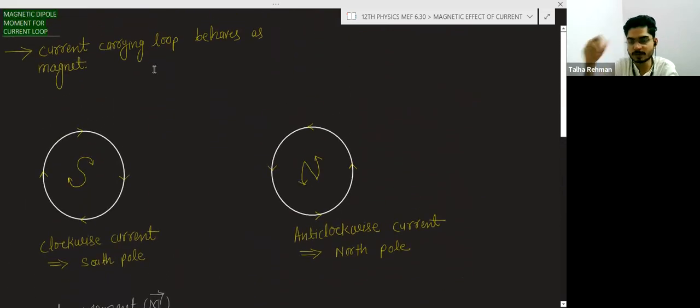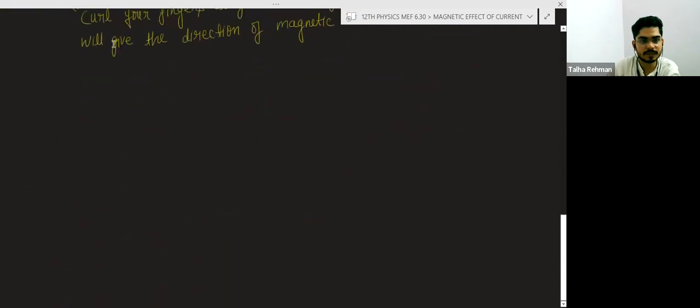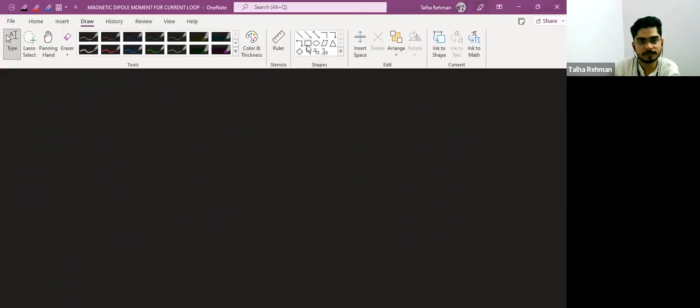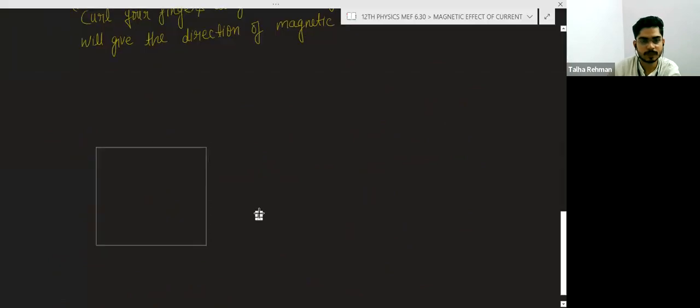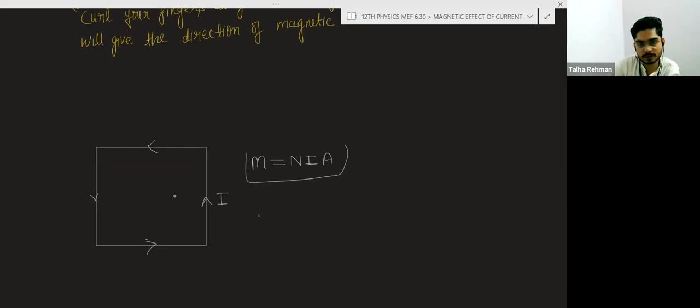Suppose you have this type of coil, a coil in the form of a square, and in this coil there is a current I. The magnetic moment will be the number of turns, times the current I flowing, times the area. This time the area of a square will be used. So M is equal to NIA. Simple.